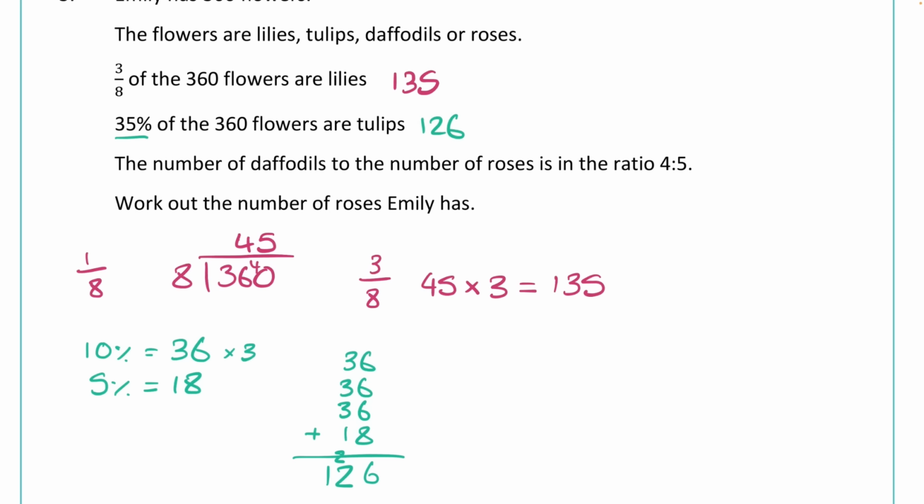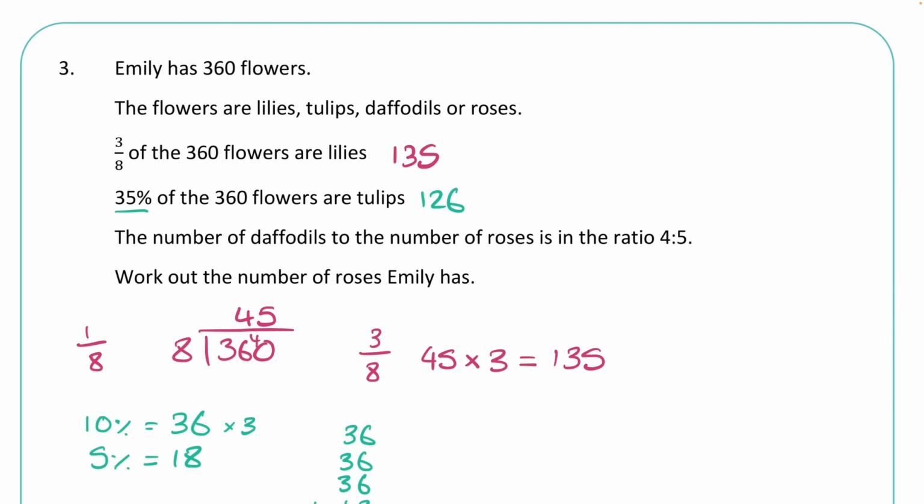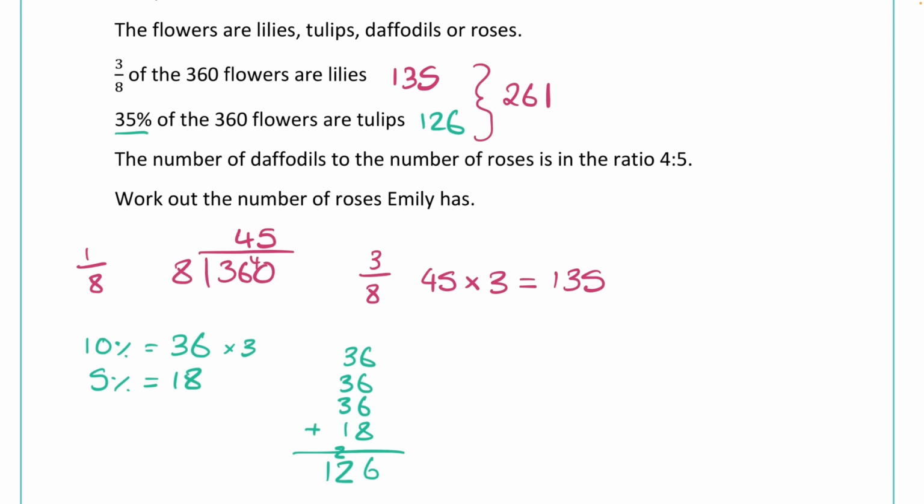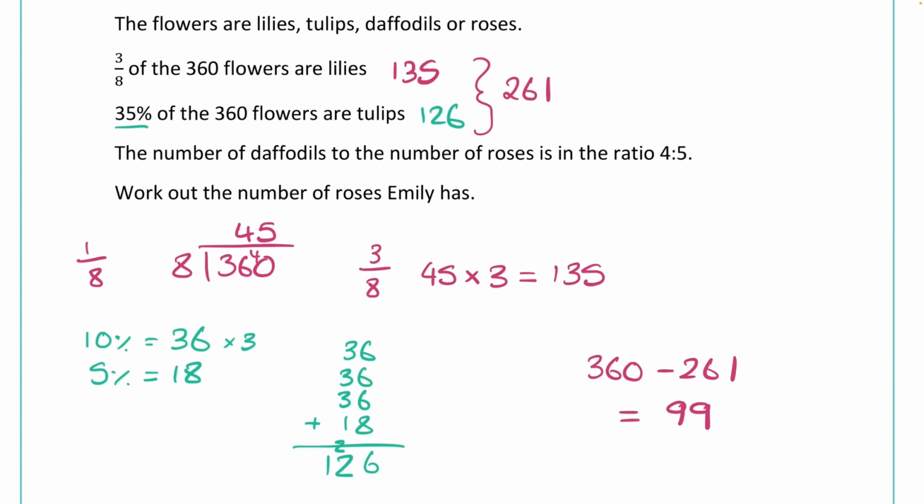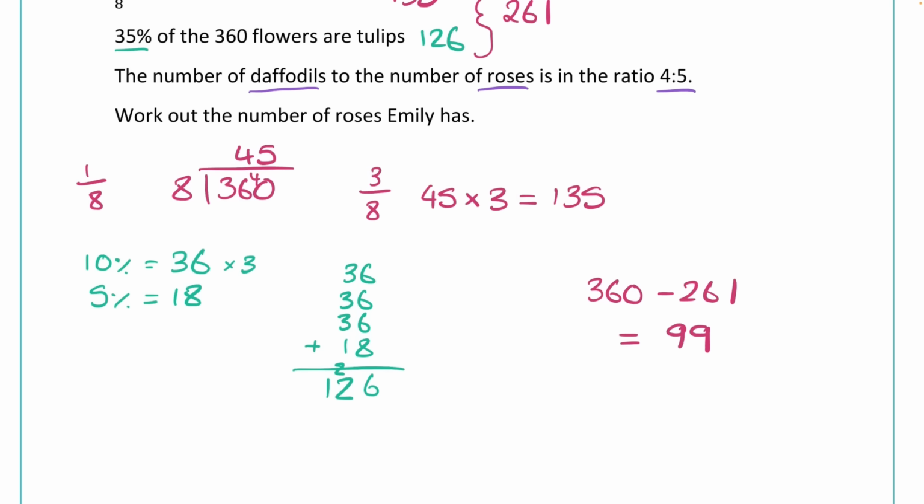The remaining flowers are in the ratio 4 to 5, but I need to figure out what this is as a total first. If we add those together, that's 261. So if we figure out how many flowers are left over, we have 360 take away 261. We could use column subtraction for that, but I think it's relatively nice there that there's 99 left over, and they are in the ratio 4 to 5. So daffodils and roses in the ratio 4 to 5.